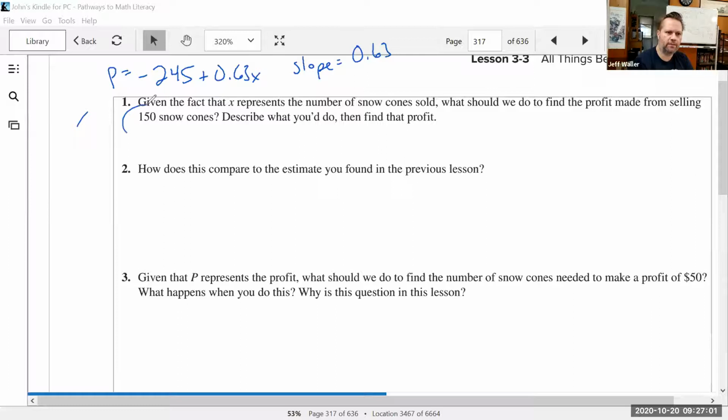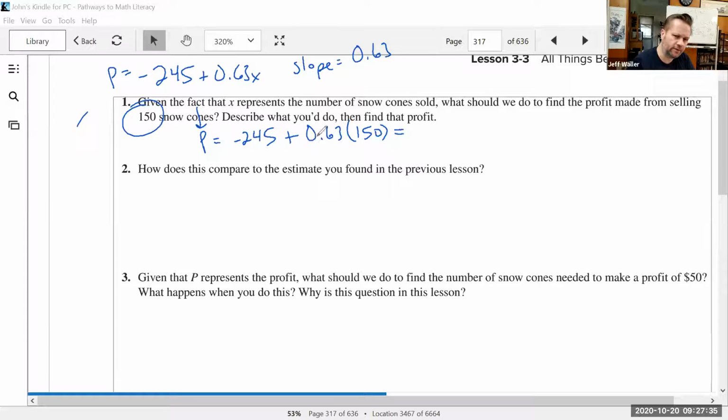So how do I find out how much profit for 150 snow cones? What would I do? Fix the X with 150. I think I heard somebody say, put that in place of X, because X in this case means number of snow cones. And of course, P means profit. So that's how you do it. You had to do that in previous work, if I remember correctly. So now we just got to figure out what that is.